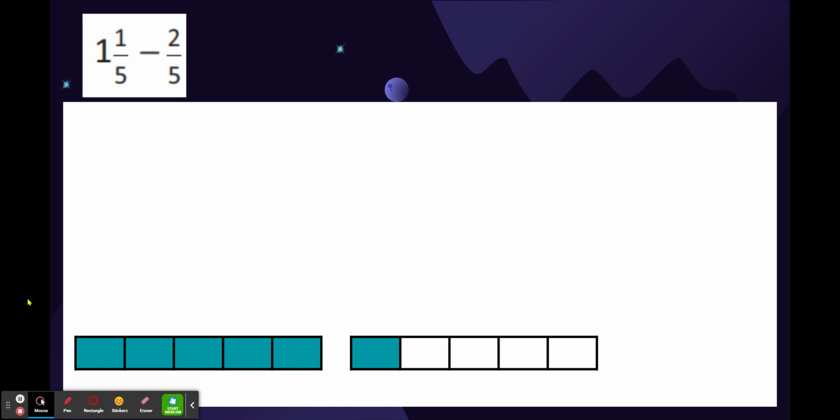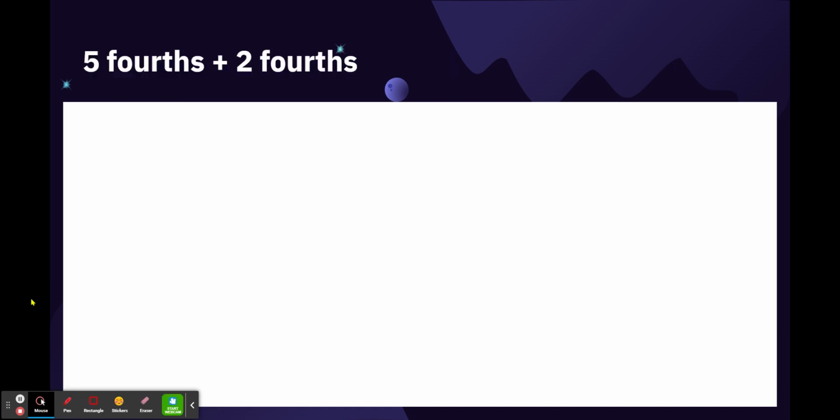All right, now let's go ahead and take a look at an addition problem. So we have 5/4 plus 2/4. So if I was to represent this in standard form, I have 5/4 plus 2/4. So we're going to go ahead and solve this using fraction tiles or strip diagrams and also a number line.